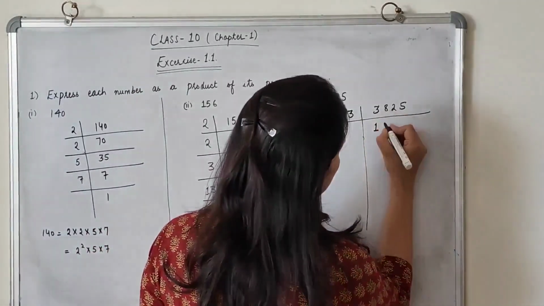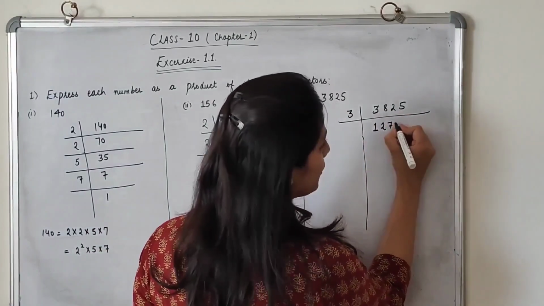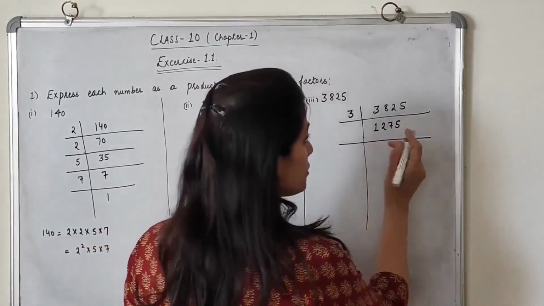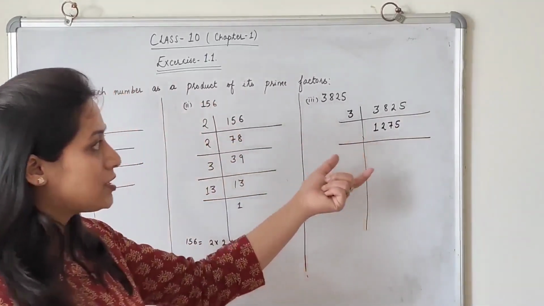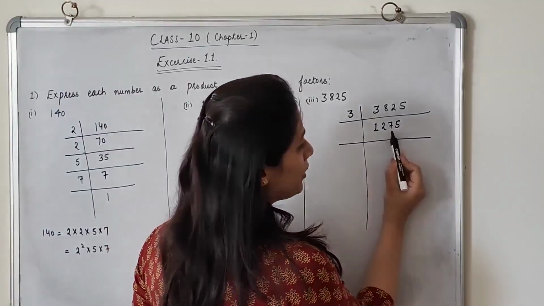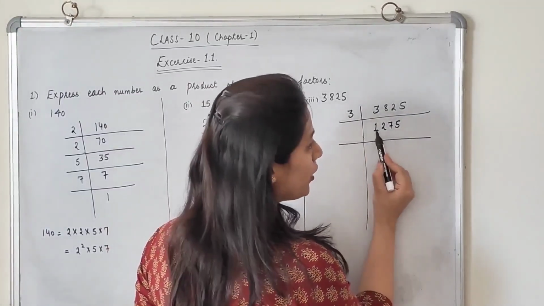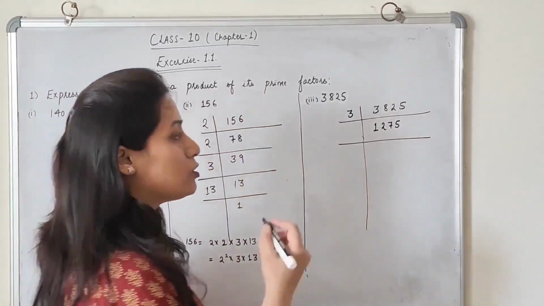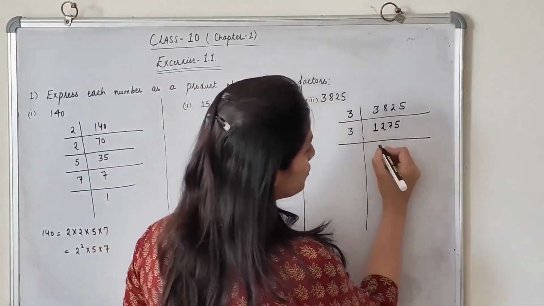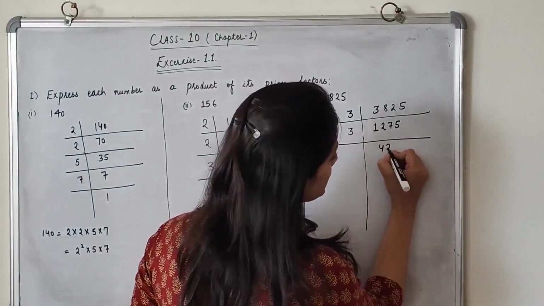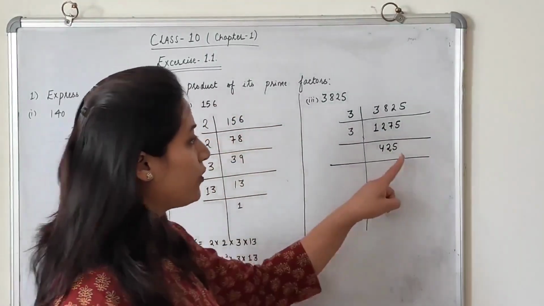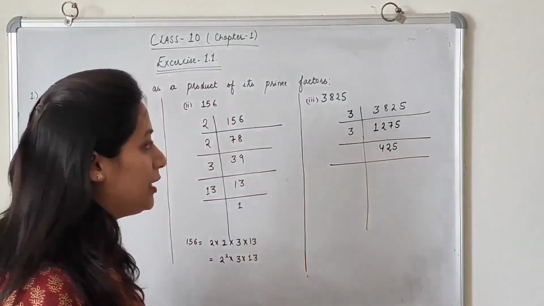So 3 ones are 3, 3 twos are 6, 3 sevens are 21, 3 fives are 15. So again we are going to check is this number divisible by 3 or not. Again the same way. 7 plus 5 is 12, 12 plus 2 is 14, 14 plus 1 is 15. So 15 is divisible by 3, so whole number will be divisible by 3. So 3 fours are 12, 3 twos are 6, 3 fives are 15. Again check the same way. 5 plus 2 is 7, 7 plus 4 is 11.